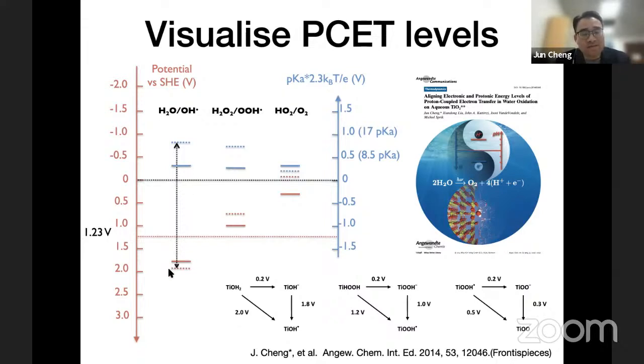But the point is, if we look at the difference of the electronic levels, the difference is actually not big. It's relatively small. However, look at the pKa levels. The water on the surface becomes much more acidic than the water in solution, okay? Then the surface water can be deprotonated much more easily. That makes the water oxidation easier, particularly for the first coupled electron and proton transfer step.